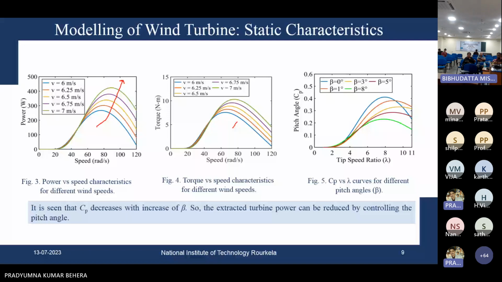Figure 5 represents the power coefficient versus tip speed ratio for different pitch angles. It can be seen that Cp decreases with increase of beta. If we increase the pitch angle, then the power coefficient reduces. So one conclusion we can draw is that the extracted turbine power can be reduced by controlling the pitch angle.